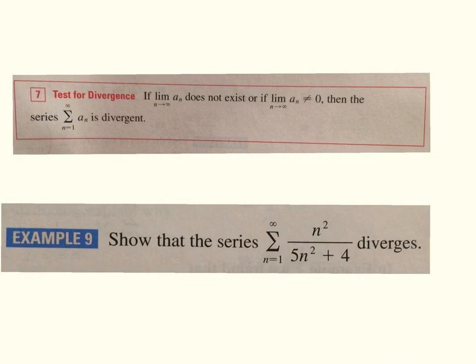And we don't have to do any of the other tests that we're going to learn later in this chapter. So it's the first thing you want to check for. Make sure the terms go to zero. If not, done. Diverges. All right.